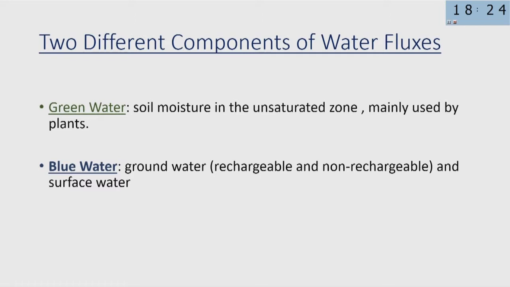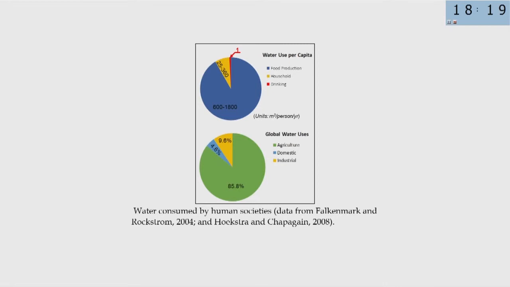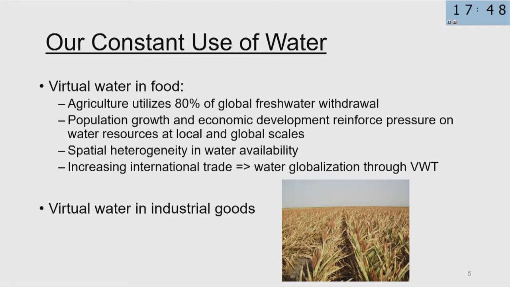After this difference, let's go quickly over this. Regarding the water consumption by human societies, just focus on the second circle. About 86% of the use of water is in agriculture, with close to 10% in industrial, and a little bit in domestic use. Those are gross numbers, but the fact is that agriculture is the great consumer of water. And this comes to our constant use of water, which we all in this room realize, but many people do not: the virtual water concept, both in food and in industrial goods.